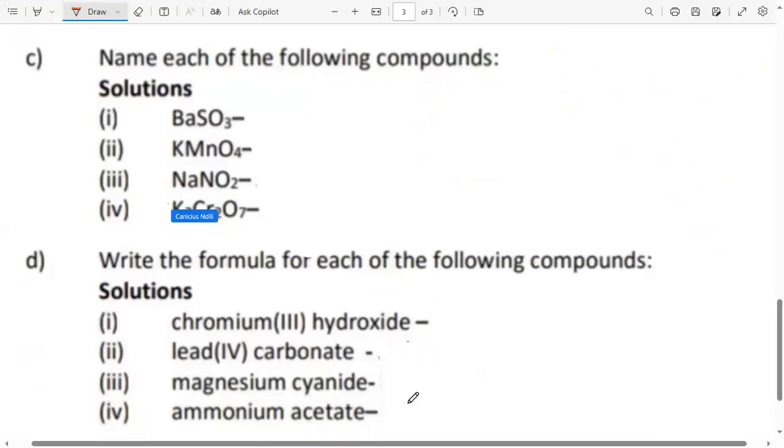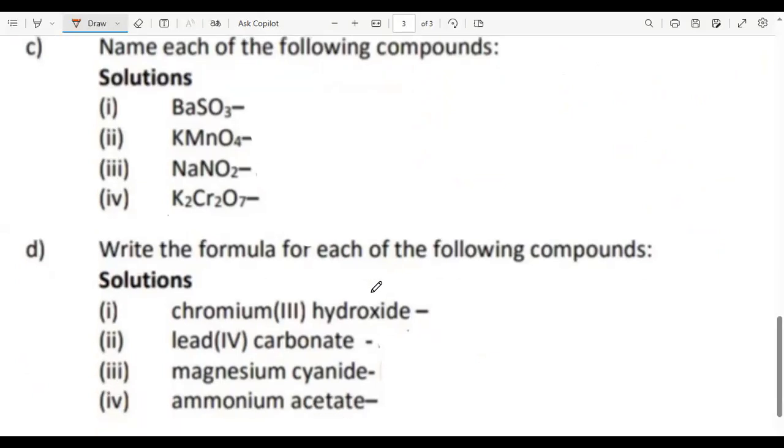So we are starting with those that have chemical formulas, and then we name them, and then we go to where we have the name, and then we want to find out the chemical formula. Okay, so let's begin. They're saying name each of the following compounds. The first one there is BaSO3.